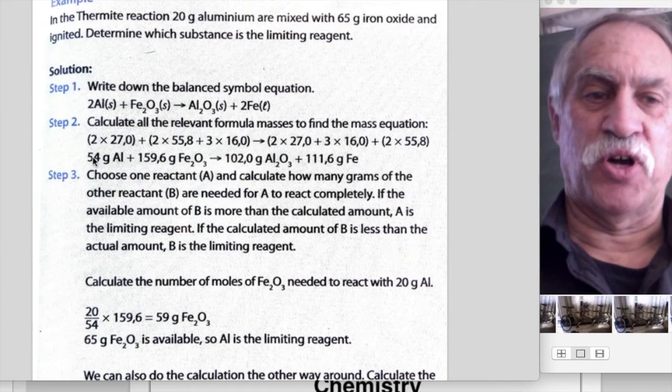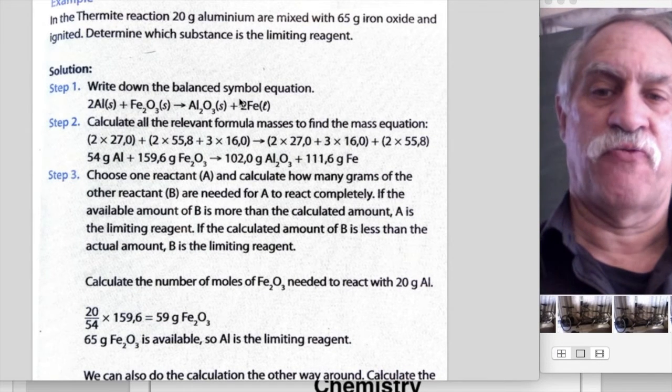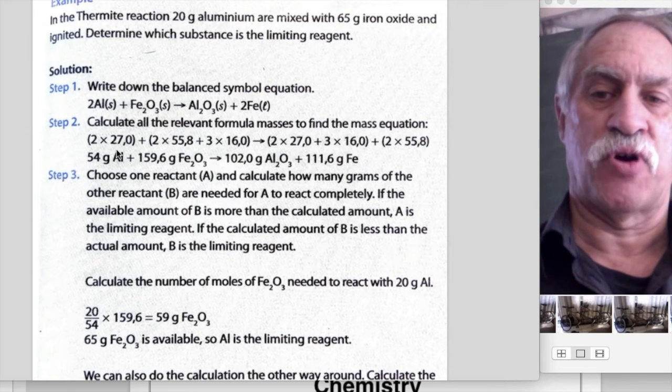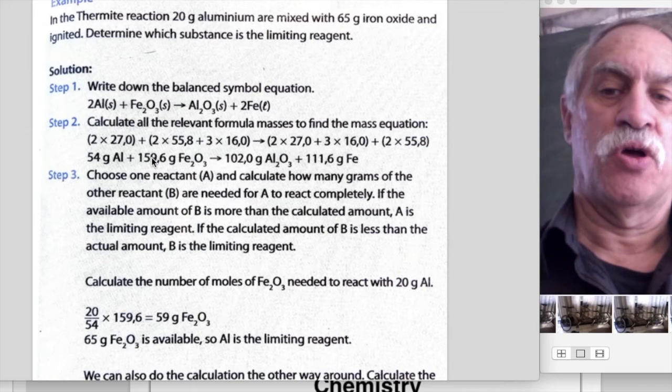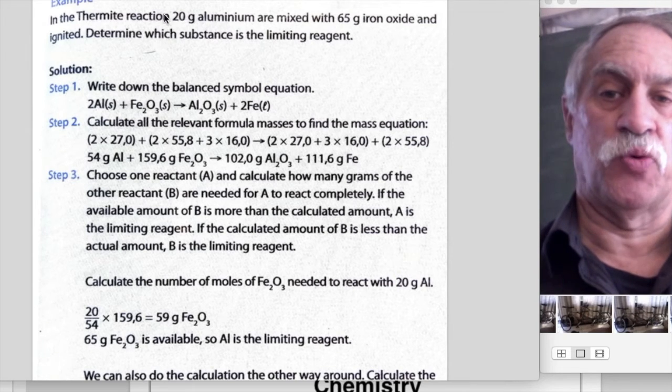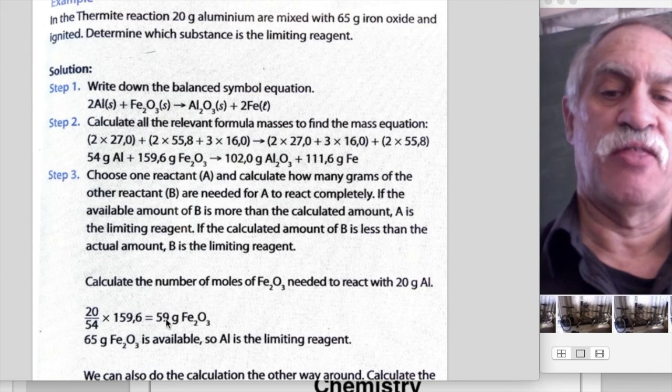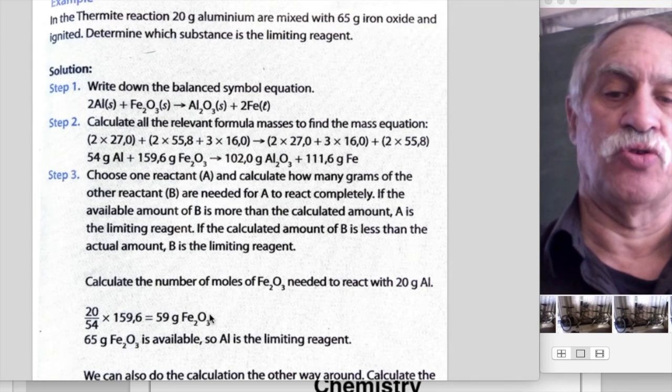So have a look at this. What do we know so far? We know from the balanced equation that 54 grams of aluminium reacts with 159 grams of Fe2O3. If 54 combines with 159, then 20, which is what we were given, combines with how much? So what we do is we say 20 upon 54 times 159.6, and that tells us it would combine with 59 grams of Fe2O3.